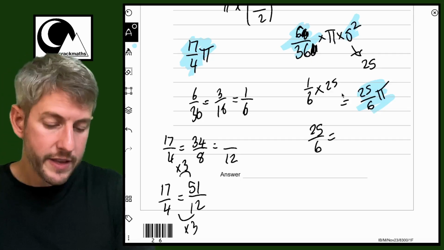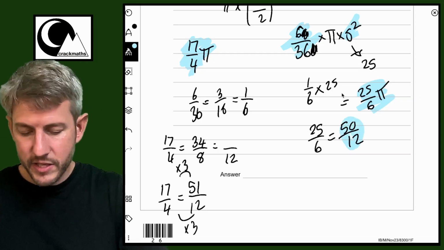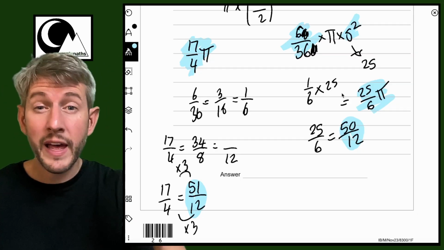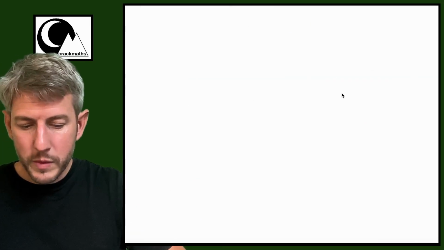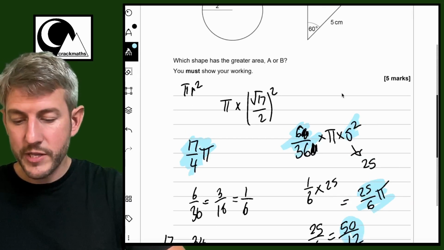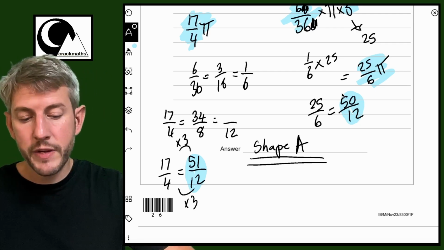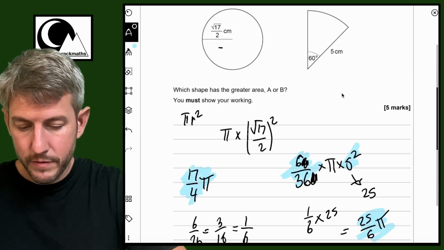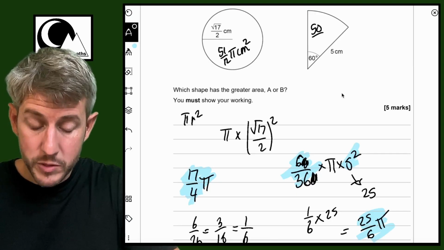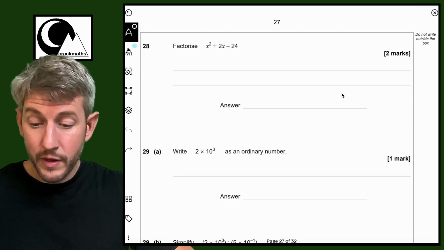25 over 6 equals 50 over 12. Now these numbers are very easy to compare. 50 over 12 and 51 over 12. We can see that 51 over 12 is larger. So therefore what we're going to say is shape A is larger. Does it want to know by how much? No, it just wants to know which one's larger. Shape A, because shape A has an area of 51 twelfths pi centimeters squared, and shape B is 50 over 12 pi centimeters squared. Very close actually.